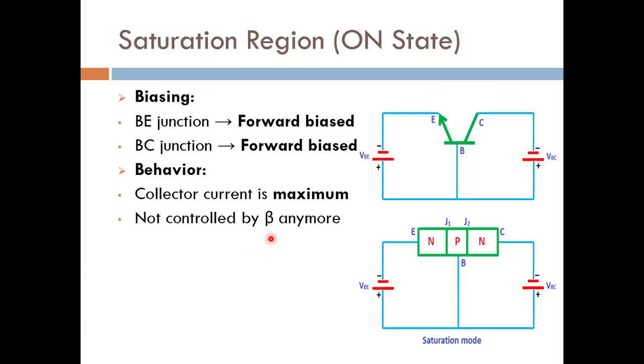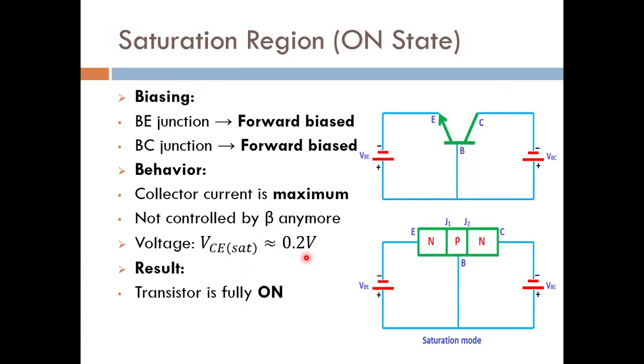Similarly, if we talk about voltage, there is just a voltage drop in the on condition, and that is approximately 0.2 volt, while it depends on the specific type of transistor as well. The result is that the transistor is fully on. It acts as a closed switch, or in terms of logic, we can say this is logic 1.